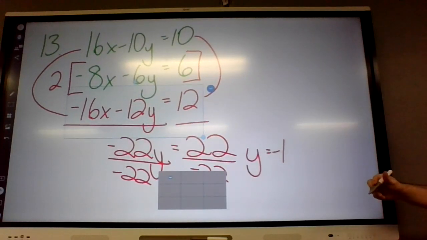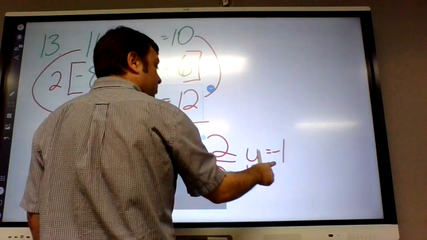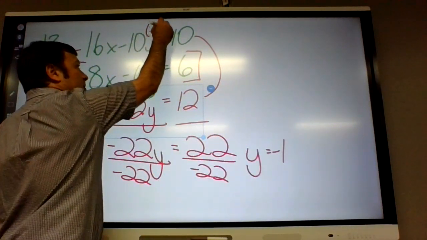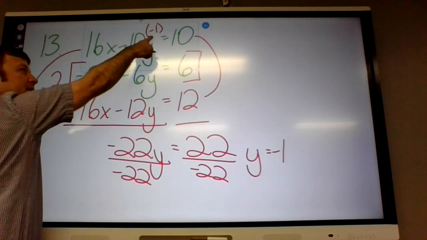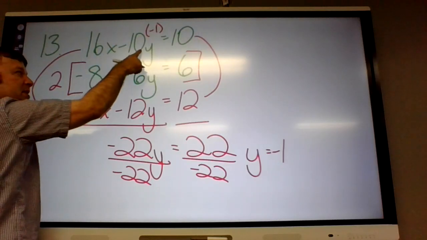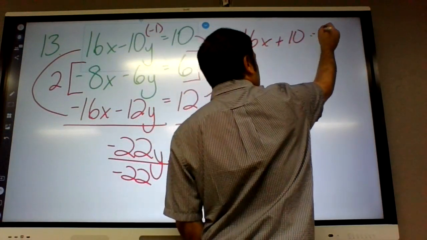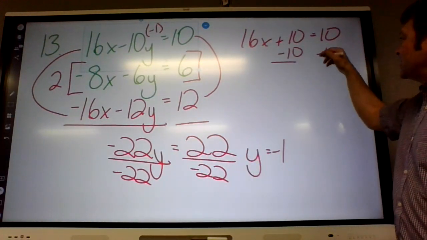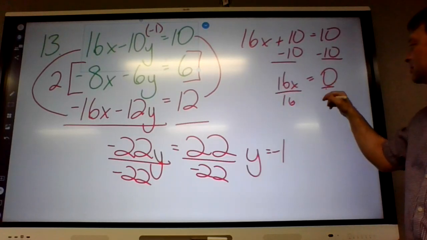Then what did we do? Well, in this case it's a y. Y equals negative 1. So I'm going to put it right here in the top equation. So I have negative 10 times negative 1, which is positive 10. So I have 16x plus 10 equals 10. Subtract 10, 16x equals 0. Divide by 16. X is 0.